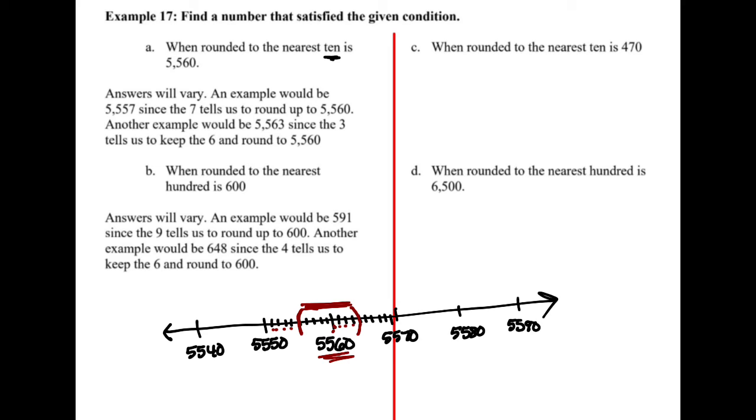Okay? So any of those numbers would satisfy this. Let's pick this one just for example. If this is 5, there's 6, 7. So this is going to be 5,557. And if you look at it, it does round to 5,560. Okay, this number here is 5,563, and the 3 means it rounds down to 5,560.